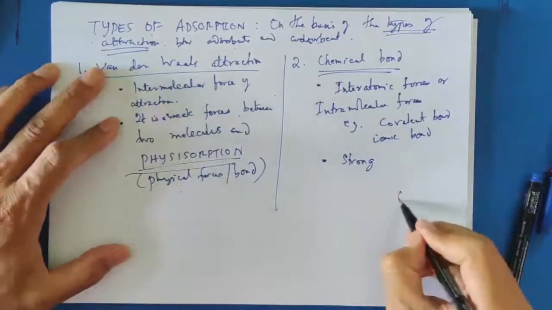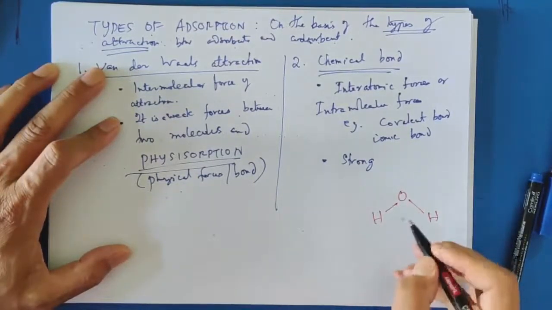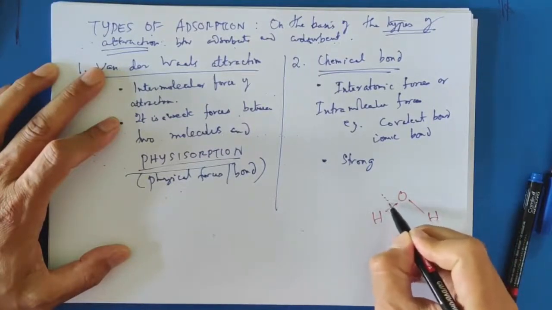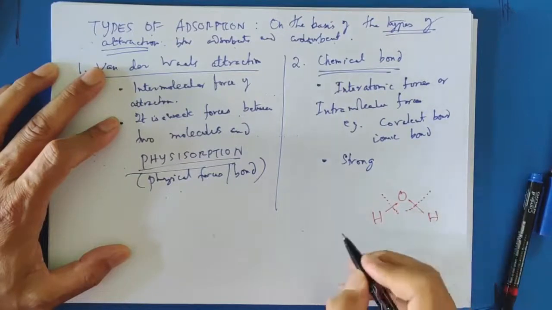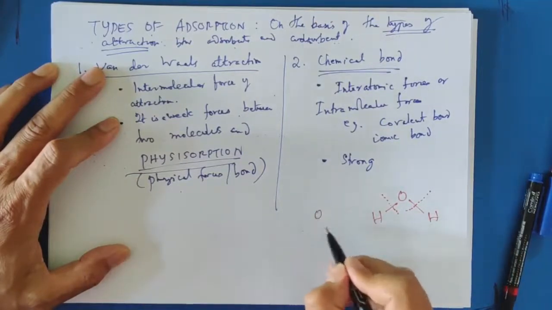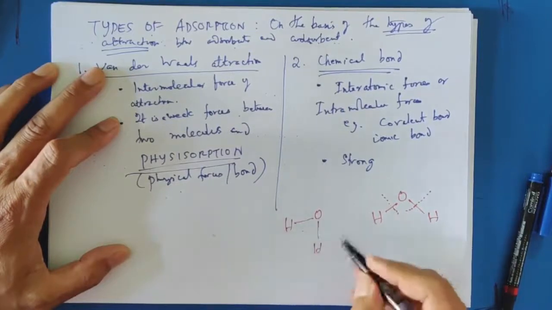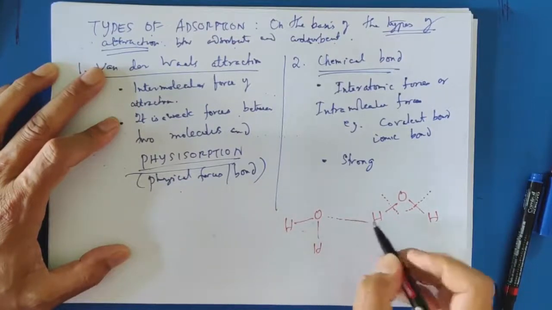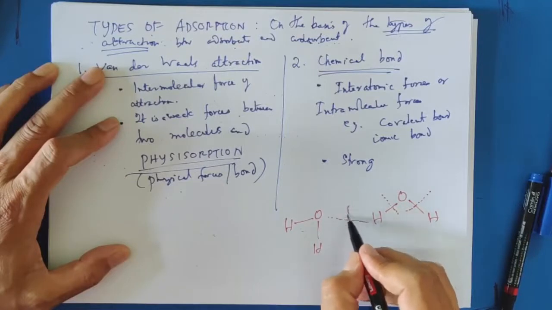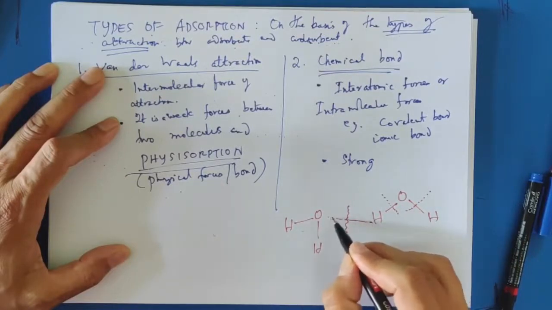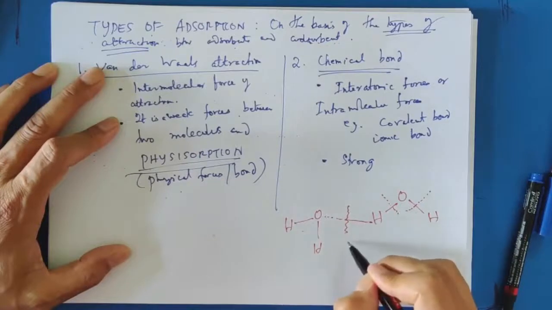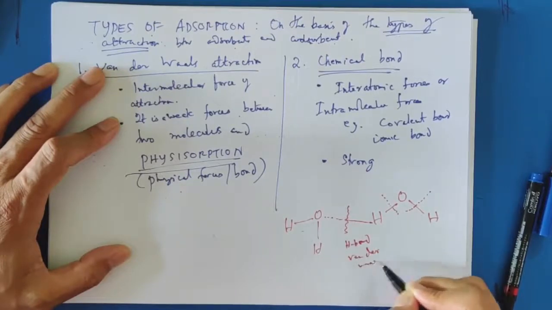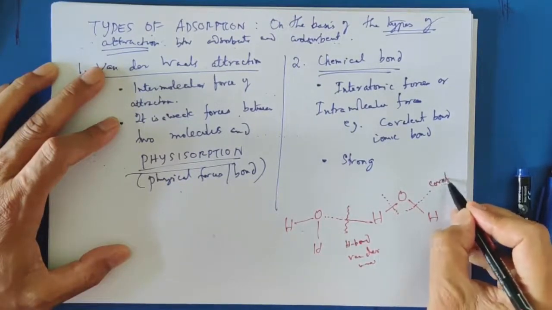For example, in water, O and H are joined by a covalent bond, and breaking it takes a lot of energy. Then there is van der Waals: water molecules form hydrogen bonds between H and O. This is an intermolecular bond, which is weak, so if you heat it the bond will break. This is hydrogen bond, which is van der Waals. This is your covalent bond, which is very strong.